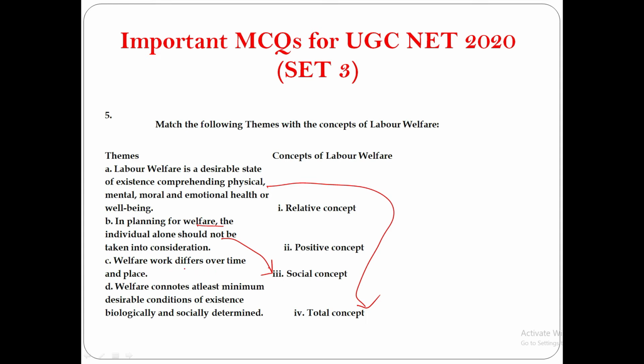Welfare work differs over time and place. So it differs with respect to time and place, that is, it talks about the relative concept. Welfare connotes at least a minimum desirable condition of existence, biologically and socially. This is the positive concept. They should give at least minimum desirable conditions to exist.